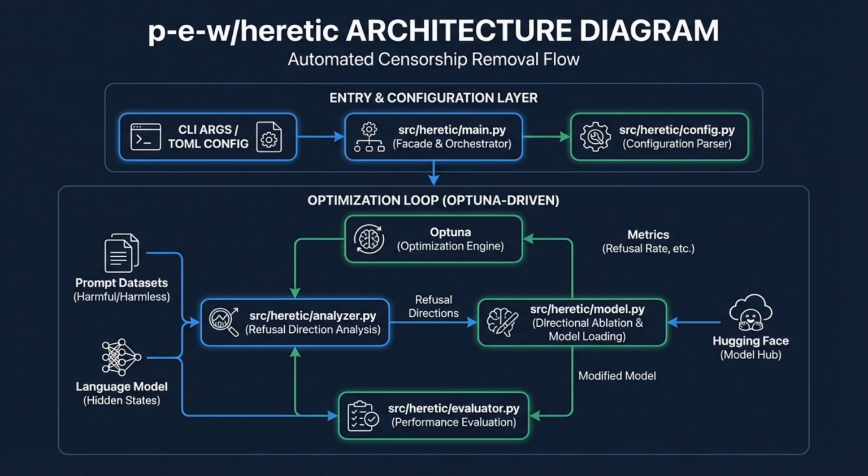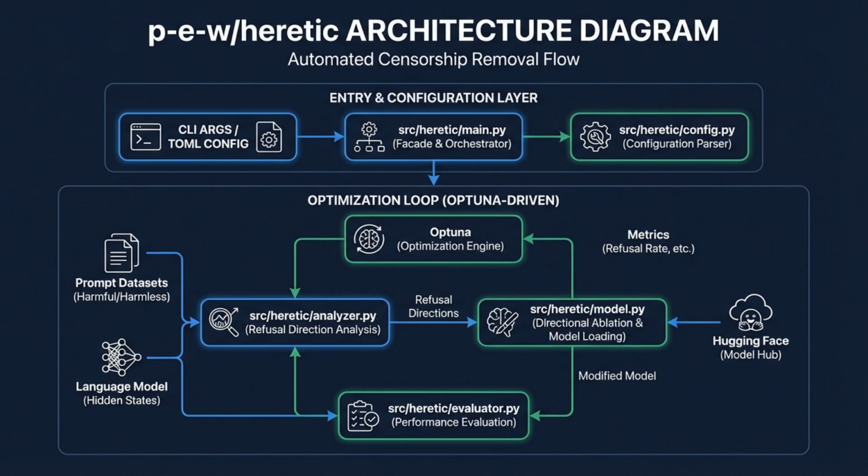This process demands expertise in transformer internals, access to significant computational resources, and hours of trial and error parameter tuning. Previous tools automated parts of this workflow, but still required human judgment to select layers, directions, and ablation strengths. The fundamental limitation was clear. Removing model censorship remained an expert-only task, inaccessible to most researchers and developers who could benefit from it.